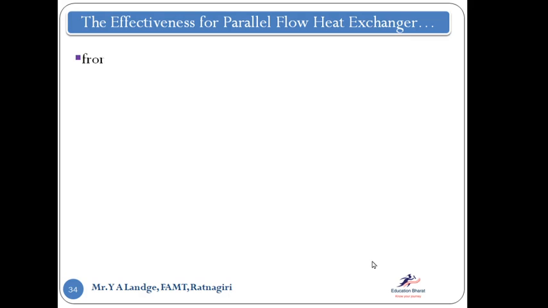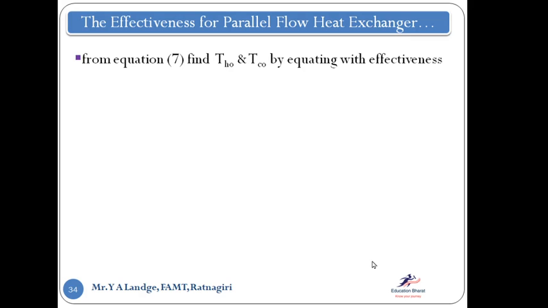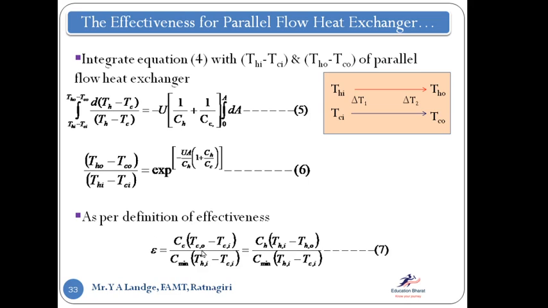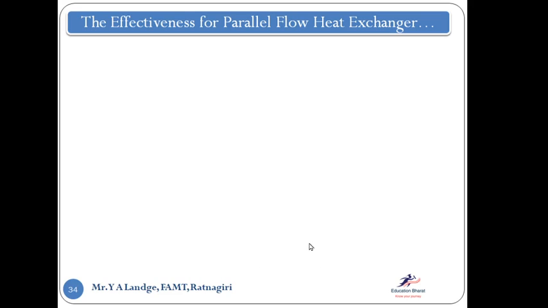What is the next case? From equation 7, find the value of THO and TCO. So first we try to find the value of THO and TCO from equation number 7. It means from this equation we try to get the value of TCO and THO. So we equate this equation number 7. After the equating, what did we get?